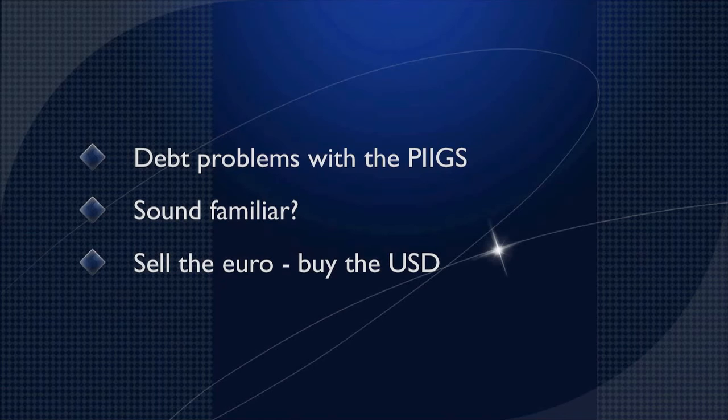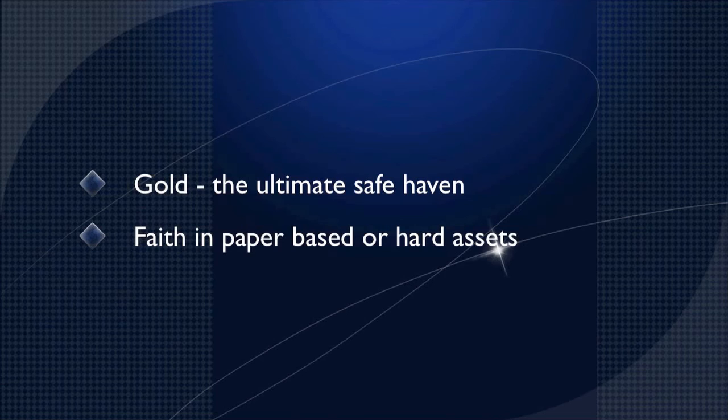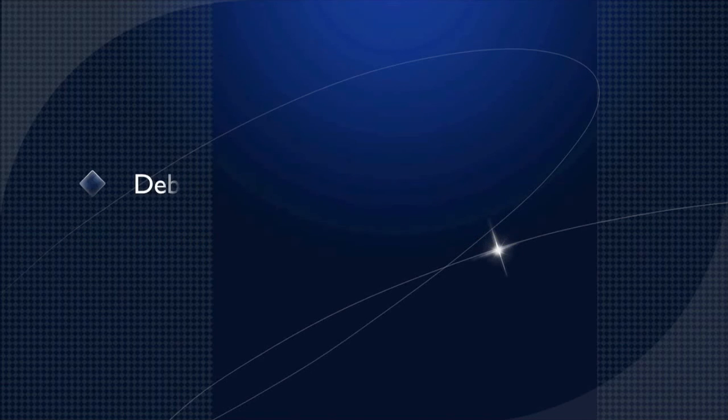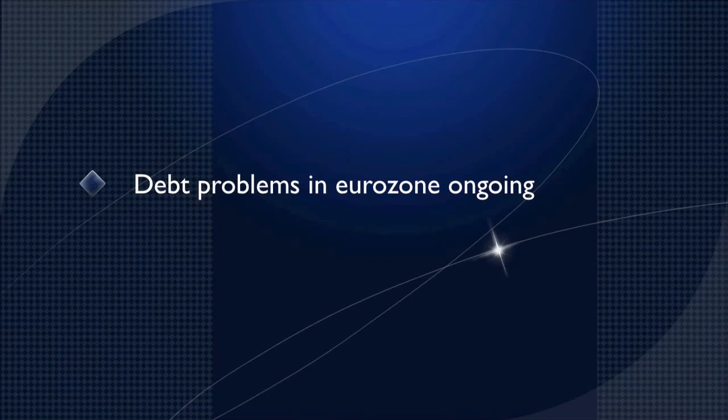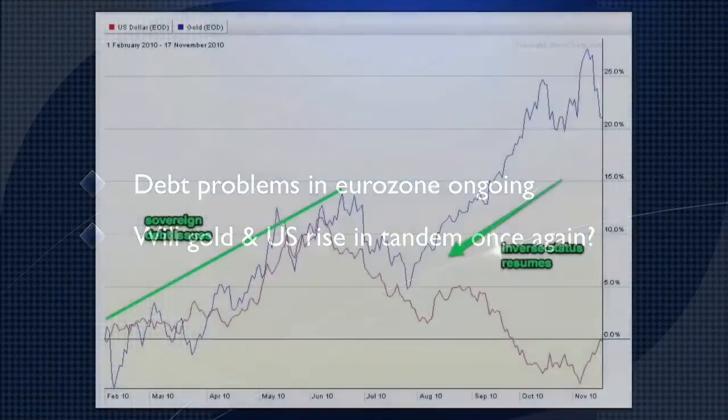But many also decided to put their faith in the ultimate safe haven for money in times of economic uncertainty or turmoil in the markets, in other words, gold. In fact, we could say that since the start of the present financial crisis, the dilemma has been between faith in paper-based assets or faith in tangibles such as gold. The debt problems in the Eurozone are, of course, still ongoing, and it will be interesting to see whether this is reflected once again in the gold-dollar relationship, and whether we will see a repeat of the 2010 chart pattern.